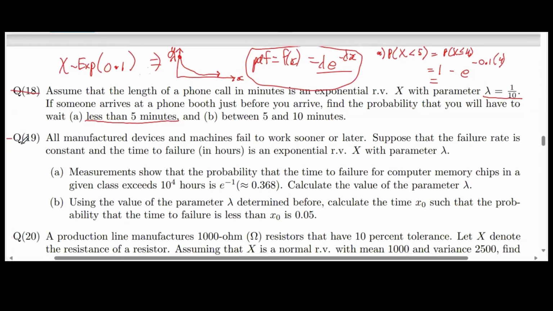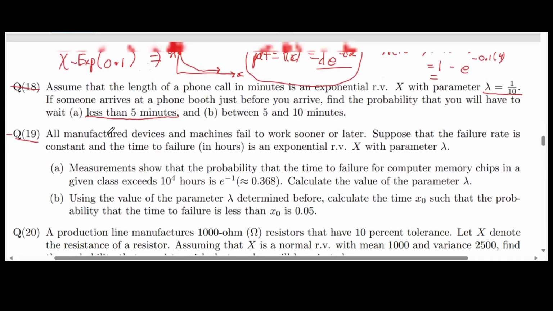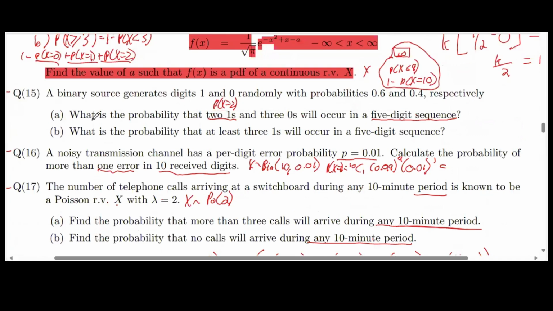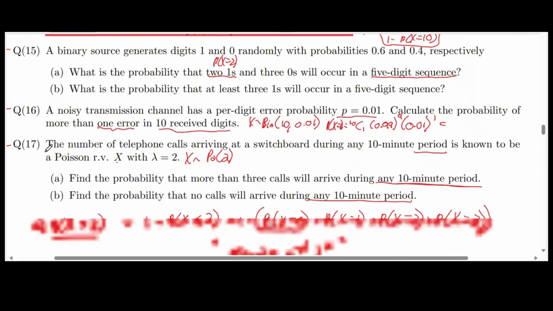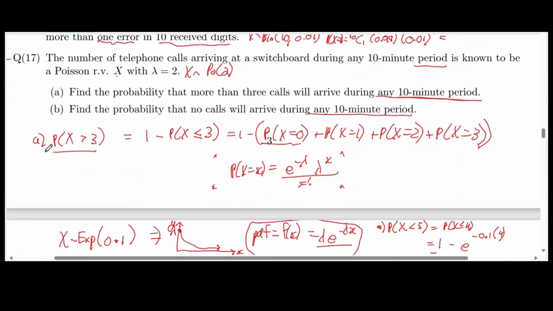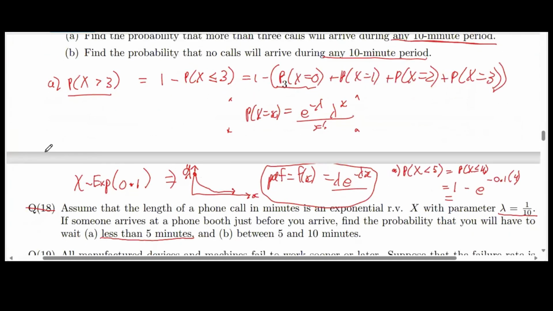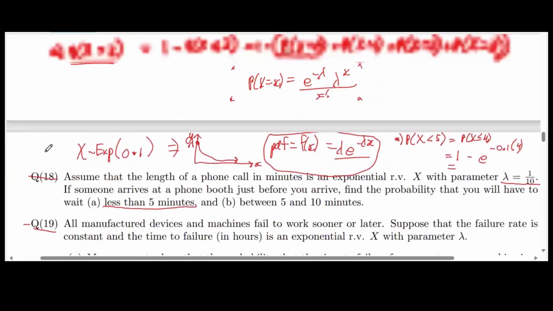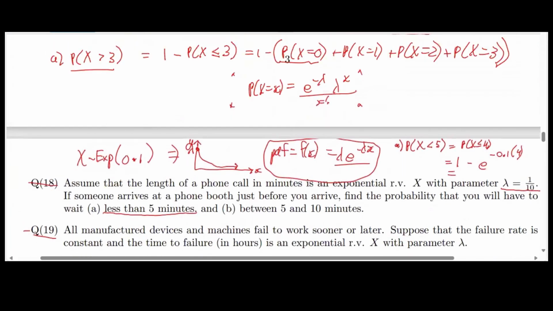All right, and that is 18. 19 is our proof, which is more like maths. But so far we did 15, 16, 17. So we did the binomial, the Poisson, and the exponential distribution question. And yeah, let's see where we are at.